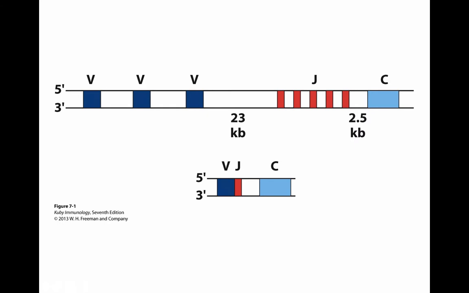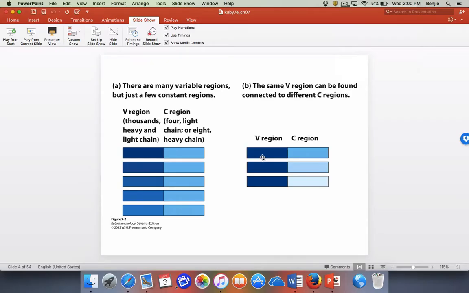Now, when you combine that with the variable region recombination that occurs in the heavy chain, then you have a mind-blowing number of possibilities. The whole idea for this started coming out when they were able to do some early sequencing experiments. And they were able to find that there were a bunch of different variable regions, but only a few of the light chain regions. And they also found that the same variable region could be connected to different constant regions. And that's just a simple basic concept that they were able to use.